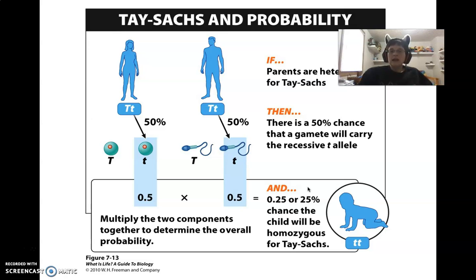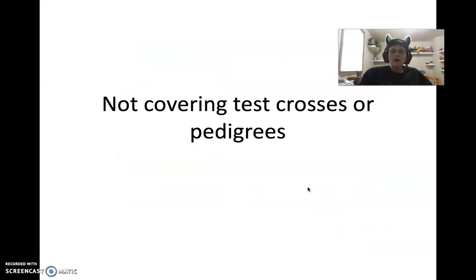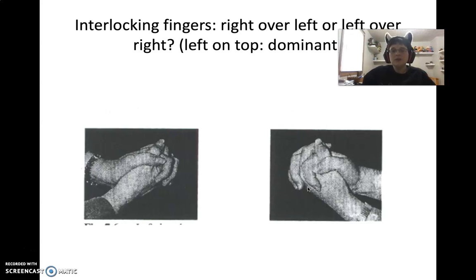So like I said, I just wanted to show you this because this is another way that you can do these sorts of problems. I just wanted to let you know, if you're following along with the textbook, we are not going to be looking at test crosses or pedigrees. I just want to show you a couple of cool single trait genes in humans.